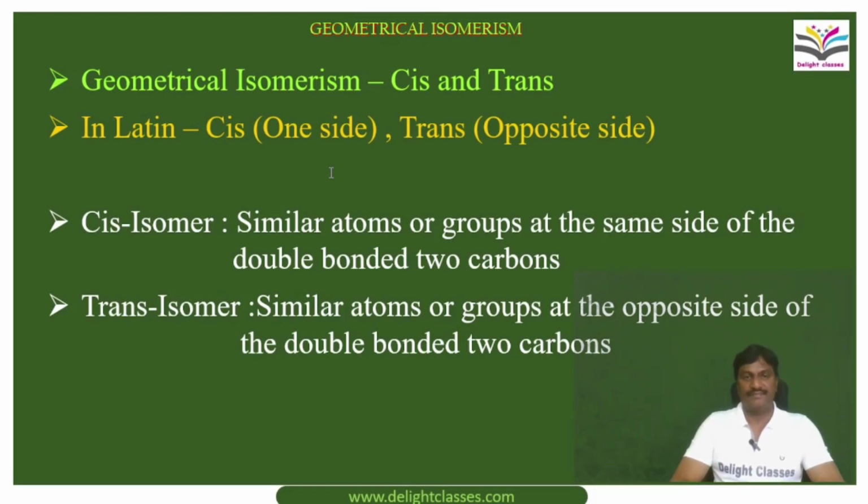Cis and trans. In Latin, cis means one side, trans means opposite side. Cis isomer, what does that mean? The similar atoms or groups are attached to the double bonded carbons on the same side. Trans isomers: the similar atoms or groups are attached to the double bonded carbons on opposite sides. We'll see the example, then you will be able to understand very clearly.